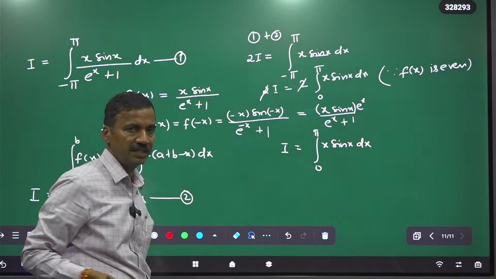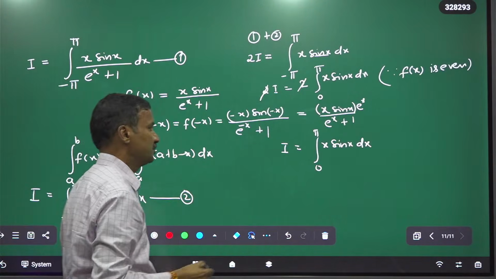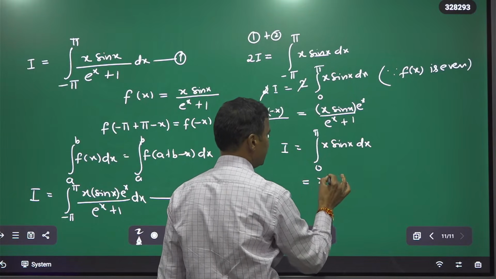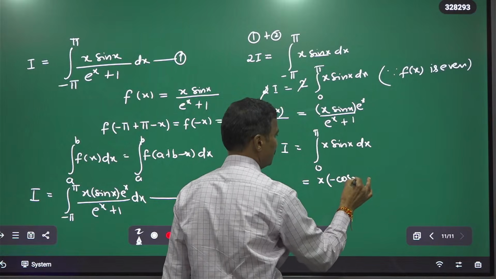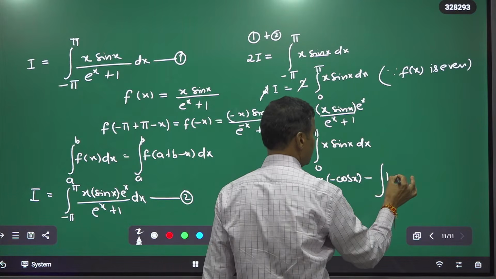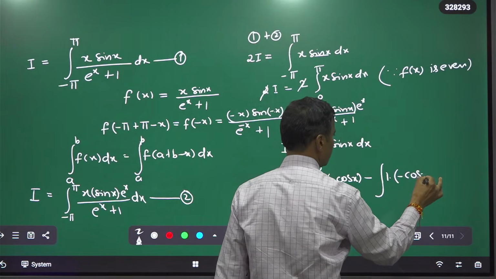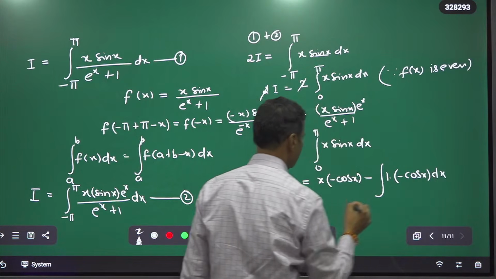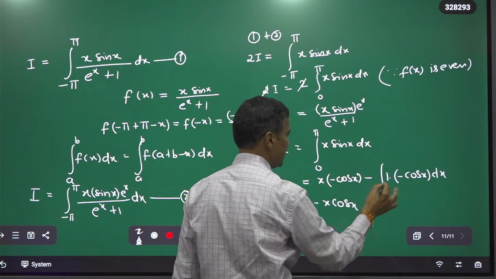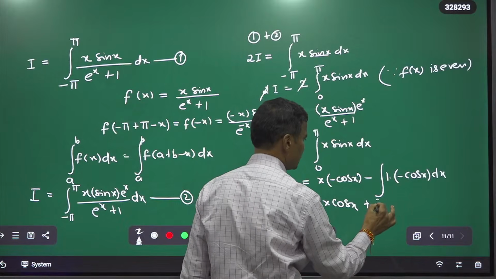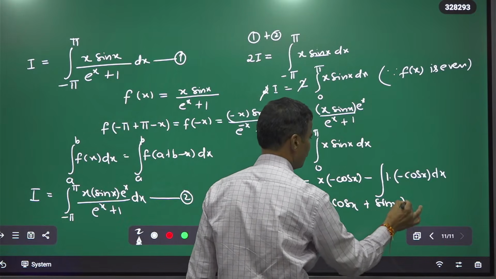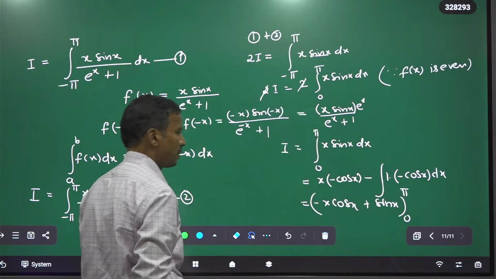Now we have to integrate this by parts method, then substitute the limits. Here the first function is x, times the integral of the second function, that is minus cos x, minus the integral of the differentiation of the first function, which is 1, into the integral of the second function, minus cos x dx. That is equal to minus x cos x plus the integral of cos x, which is sin x, with limits 0 to pi.